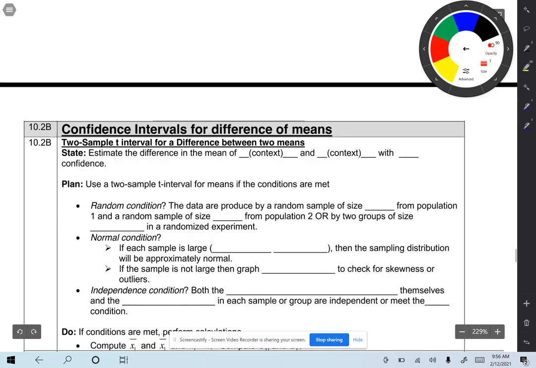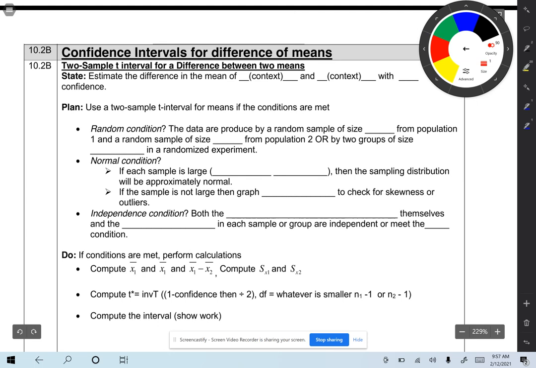Okay, let's do an example. This is what the four-step process would look like. State: estimate the difference of whatever at whatever confidence. Use a two-sample t interval for means if the conditions are met. So the random condition: the data produced by a random sample of size n1 from population 1 and a random sample of size n2 from population 2, or by two groups of size n1 and n2.